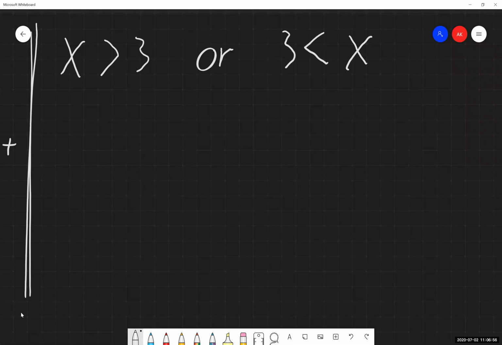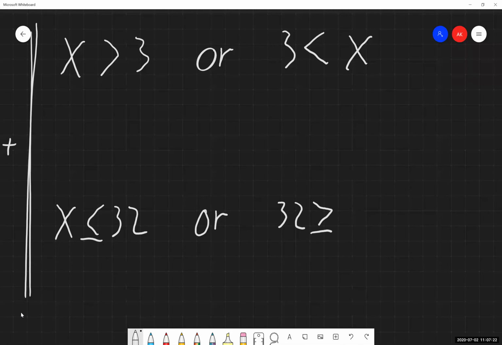So our other example from the inequality notation, we had x less than or equal to 32. Now I could rewrite that again, similar to what we had above. If I just basically reverse everything in the problem, x is less than or equal to 32 is the same as saying 32 is greater than or equal to x.